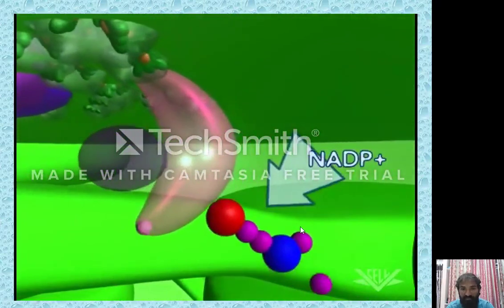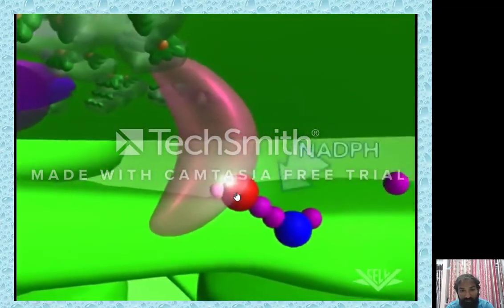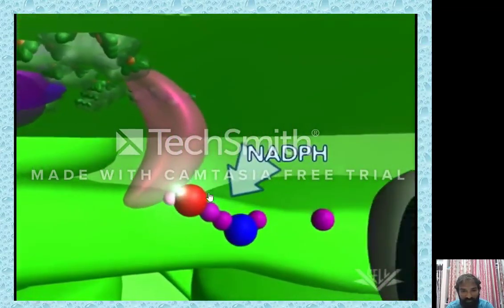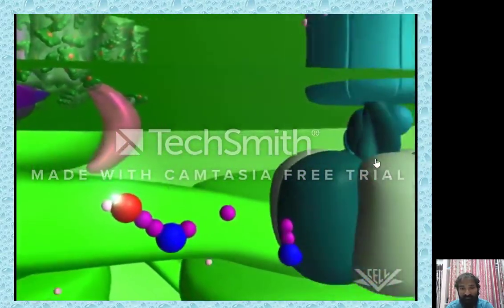Just see here, NADP is there. It combines with a proton to form NADPH. Just see how it is formed. NADP is reduced to form NADPH.